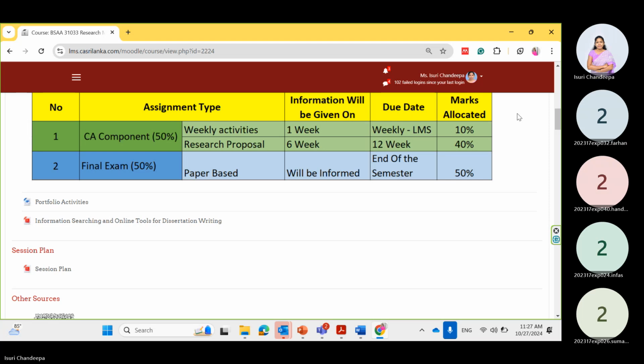It carries 40% marks. Clear? Based on your research proposal, if you are doing the 4th year, I will allocate the supervisors to you. If you develop the research proposal regarding corporate governance, we'll allocate an expert in corporate governance as your research supervisor. But if you wrongly develop this proposal, you are interested in corporate governance but you have developed the research proposal in sustainability, how can I allocate the supervisor?